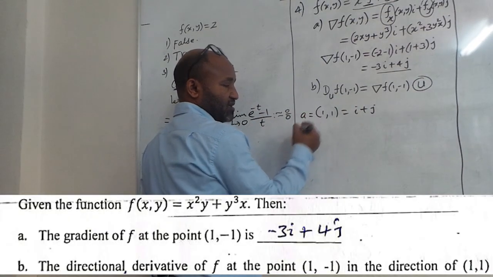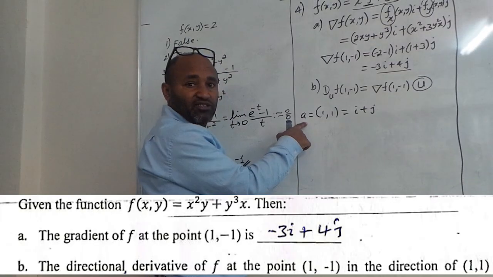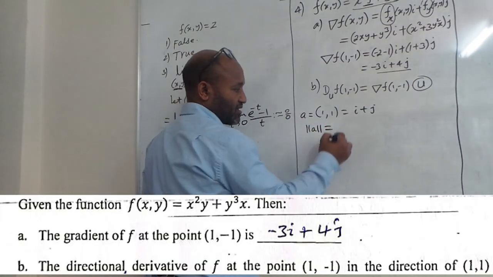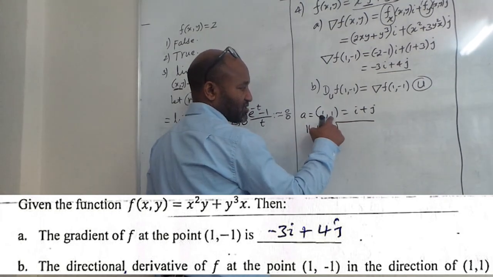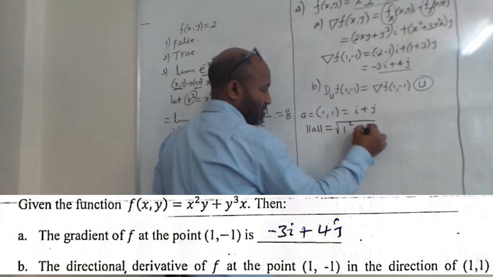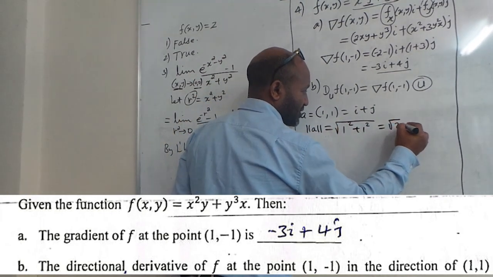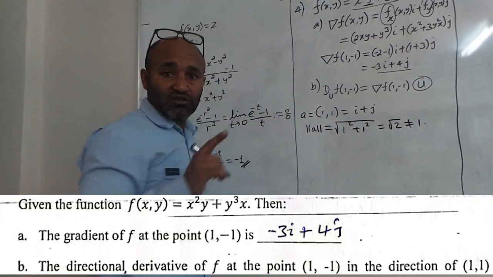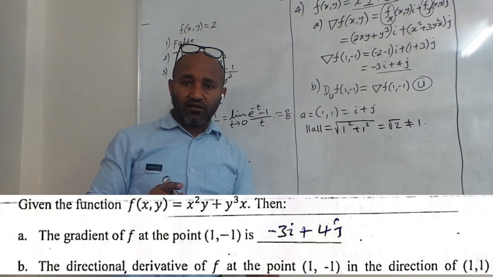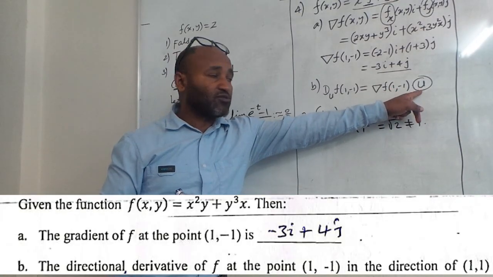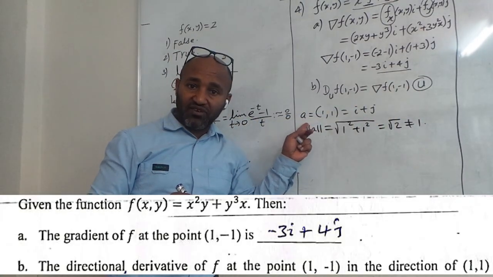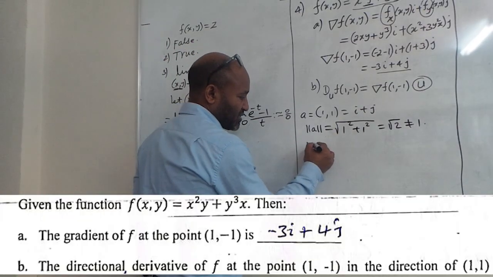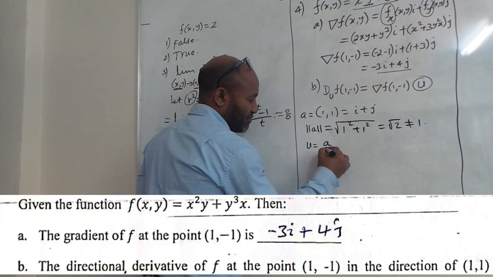That's vector A. Now we have to check the magnitude of vector A. What's the magnitude of A? The square root of 1 squared plus 1 squared, that is the square root of 2, which is different from 1. So the given vector is not a unit vector. To apply the formula, we have to convert this direction vector into a unit vector. Therefore, the unit vector will be vector A divided by the magnitude of A.